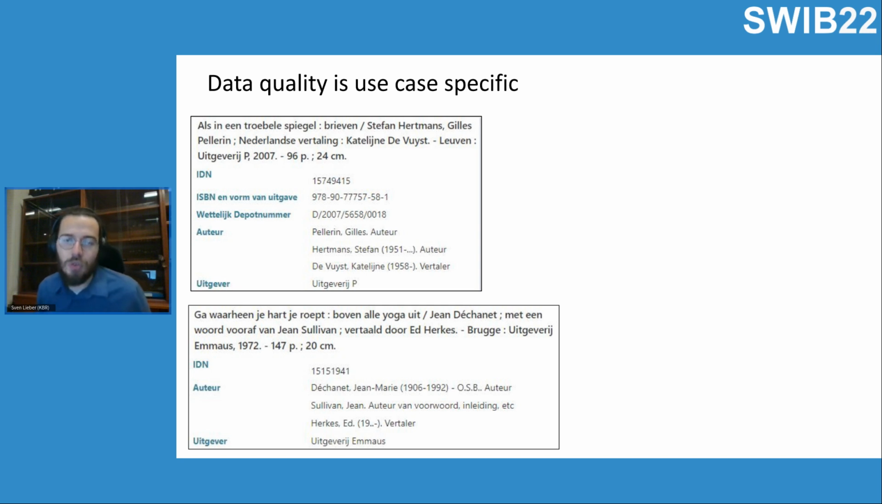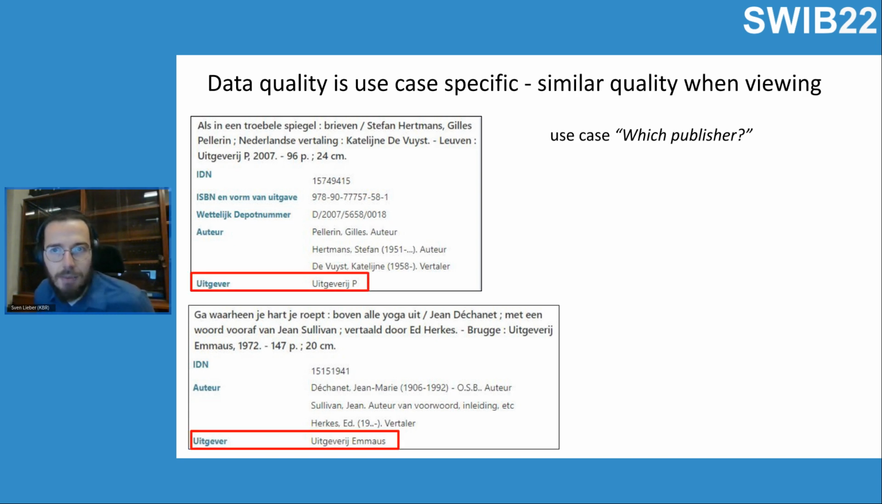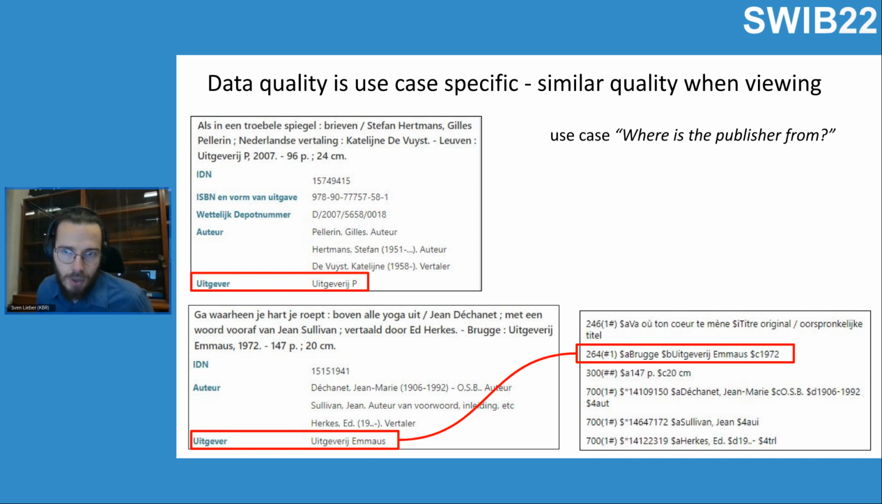So I brought you one example. You will see here just 2 book records. And as often mentioned, data quality is use case specific. In these 2 book records, we just see some basic information about books and about the author and ISBN numbers. But let's give it a use case. Let's say we would like to know who the publisher was of these books. And we see in both representations that the information is there. So the quality of both records seems similar when viewing the records.